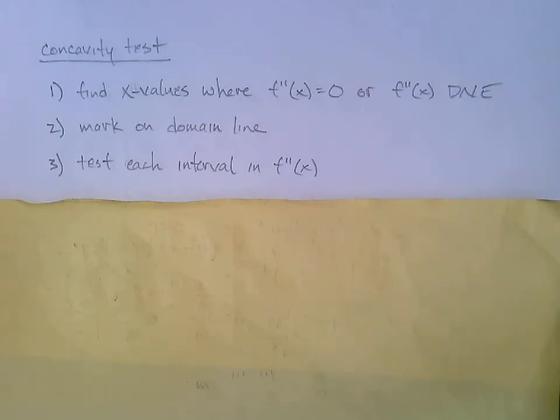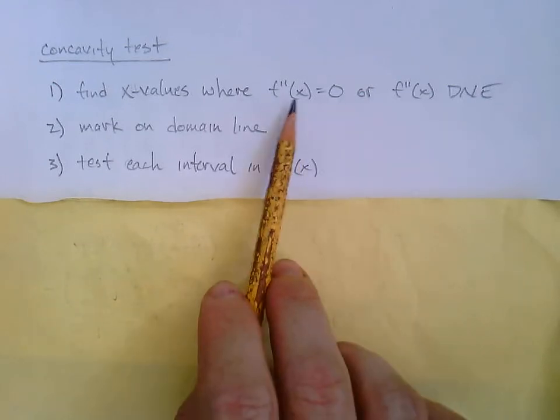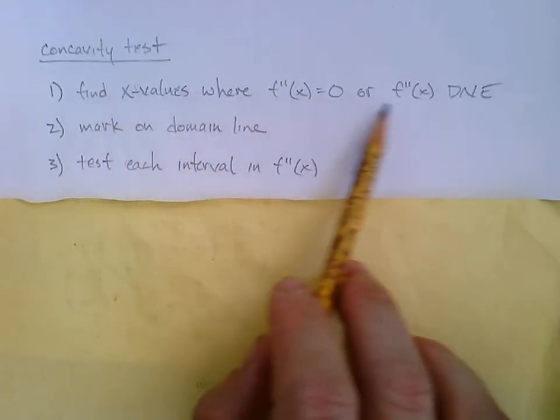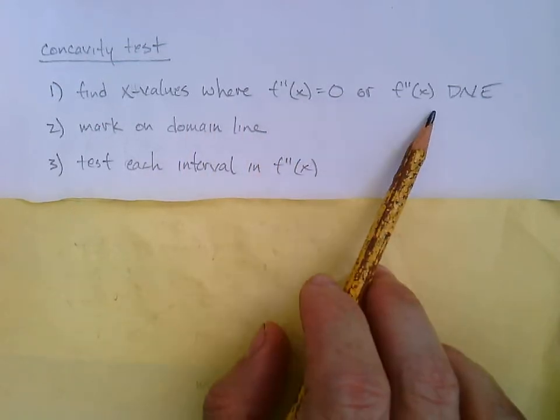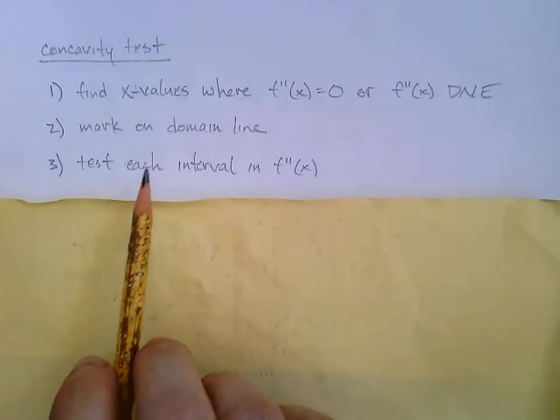Step number 1, find the x values where the second derivative equals 0 or the second derivative does not exist. That's exactly what the critical numbers are, but with the first derivative, right? So essentially, we're finding the second derivative critical numbers, where they equal 0, where it does not exist. Okay. Step number 2 is the same.